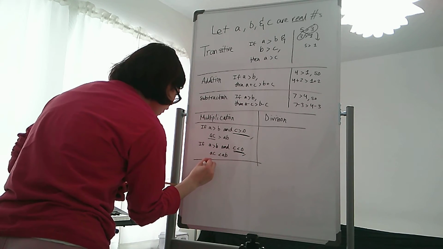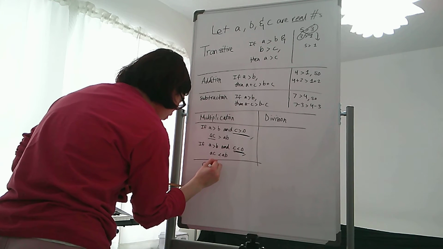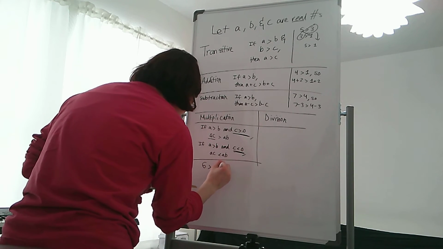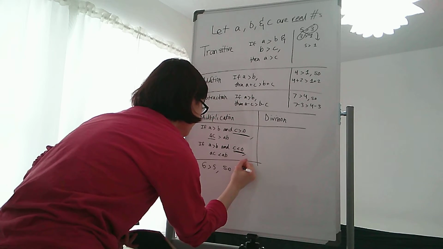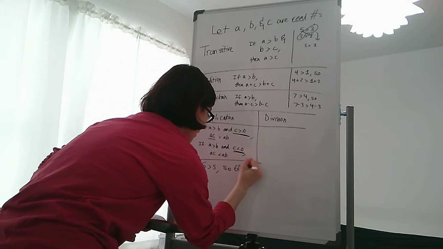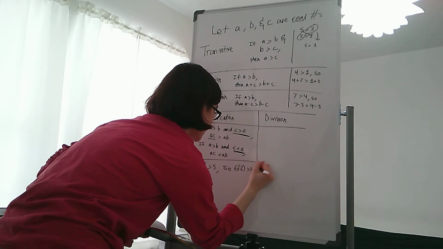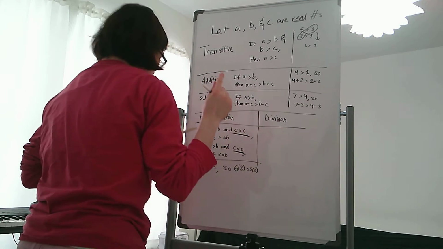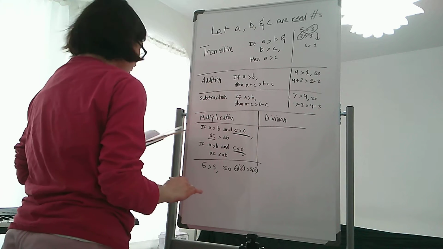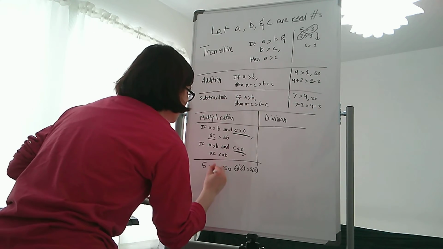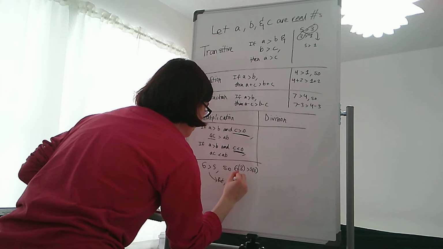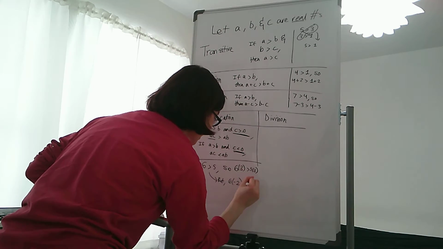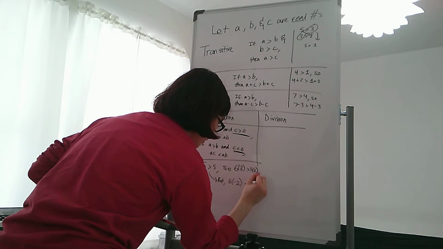Okay, so let's say you have 6 is greater than 5. So we know that if 6 is greater than 5, that means 6 times 3 must be greater than 5 times 3, okay? But if 6 is greater than 5, but 6 times negative 2 is going to be less than 5 times negative 2.